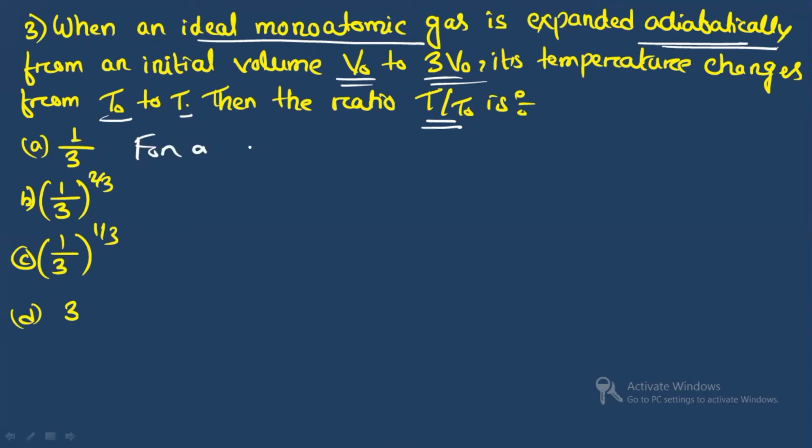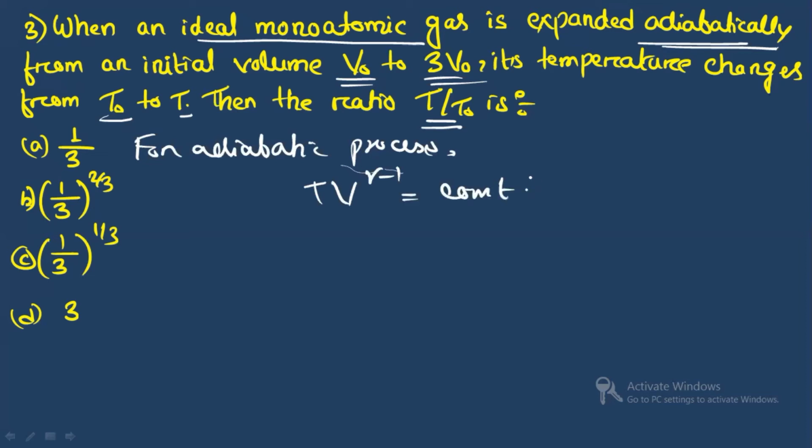For the adiabatic process, we have already seen there is a relationship between temperature and volume: T V to the power gamma minus 1 equals constant. So if I write it for the initial conditions and for the final one, what can I write here?